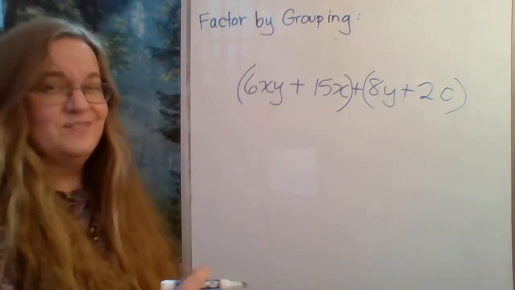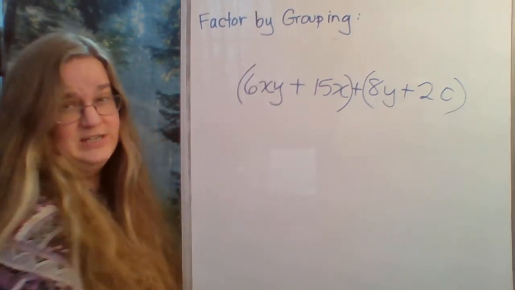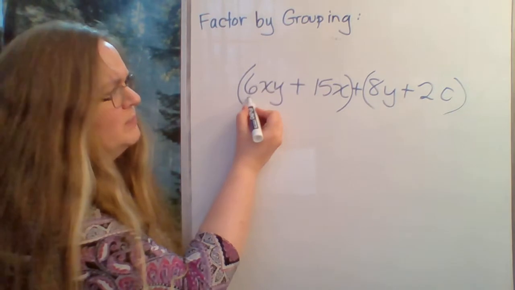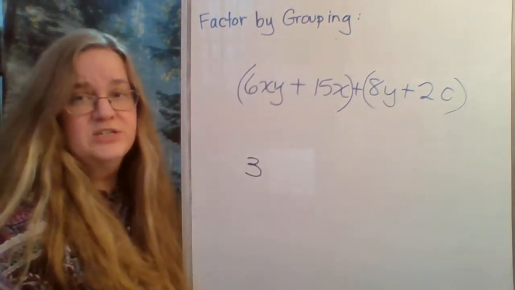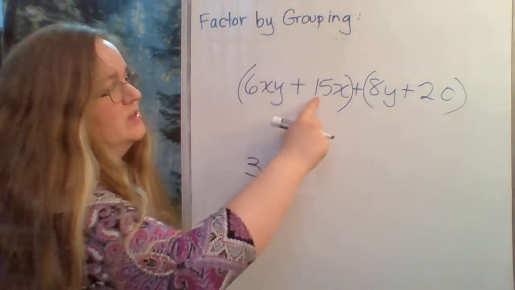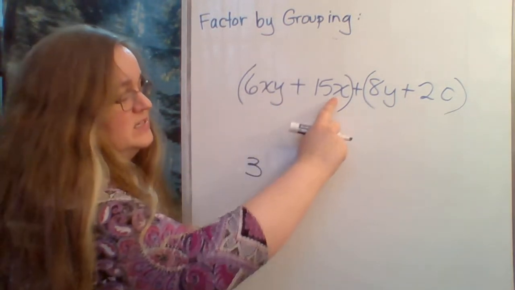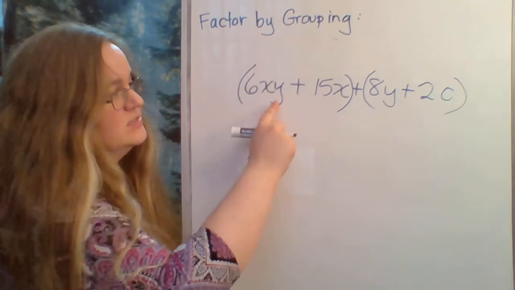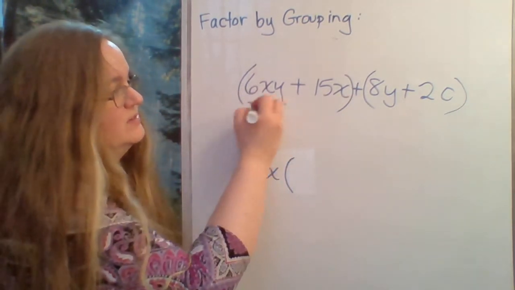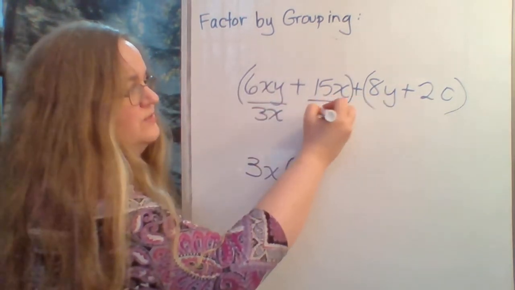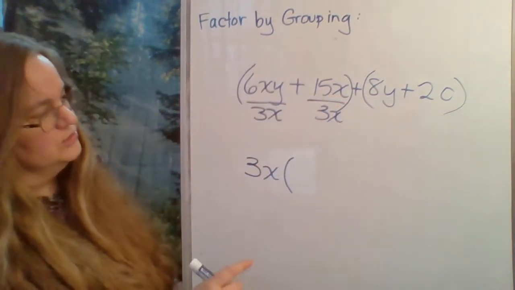Okay, so it's kind of like factoring in 2 stages. So we're in stage 1 right now. Between 6 and 15, 3 is the GCF between those two for the numbers. This has an X and this has an X, so I can take out X. There's no Y here, so I can't take out Y. Then I'm going to divide by my GCF that I just found for those two terms.